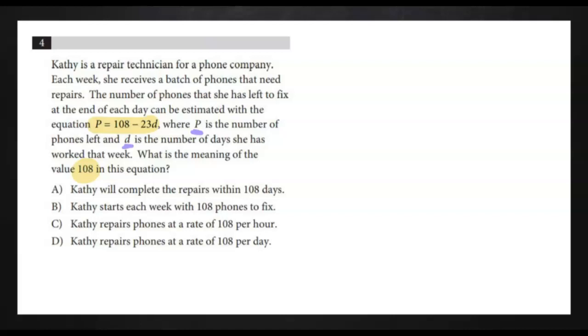So when you look at this question, your hint is actually going to be that minus sign. Minus sign means something that we're taking away from 108. So if we're taking away 23D from 108, then what is left over is P, which is the number of phones that remain. So the 108 is actually something that we start with. So you look at your answer choices, and the only one that makes much sense is answer choice letter B.